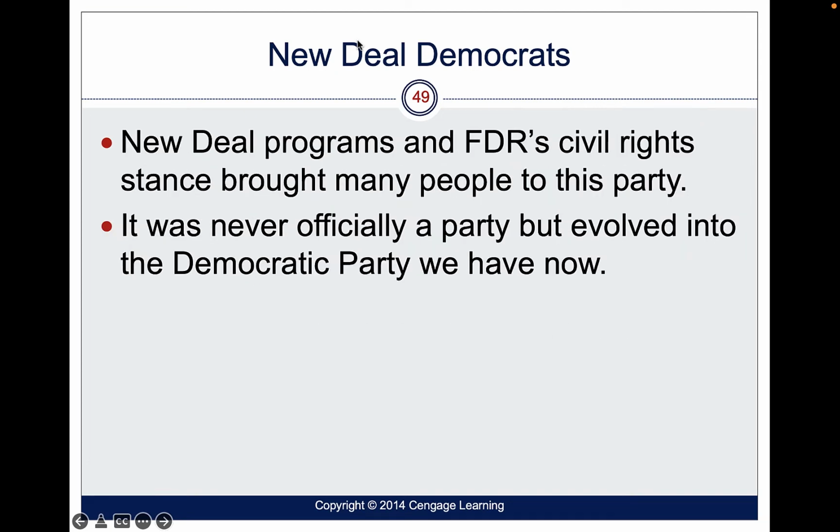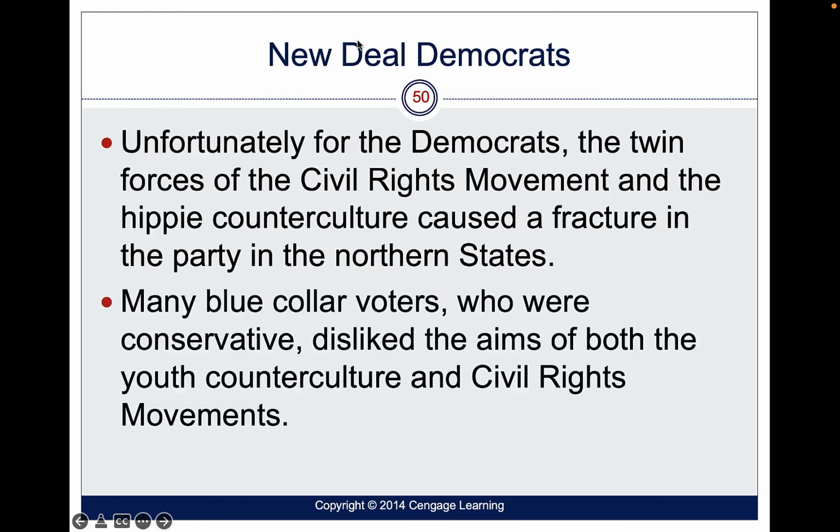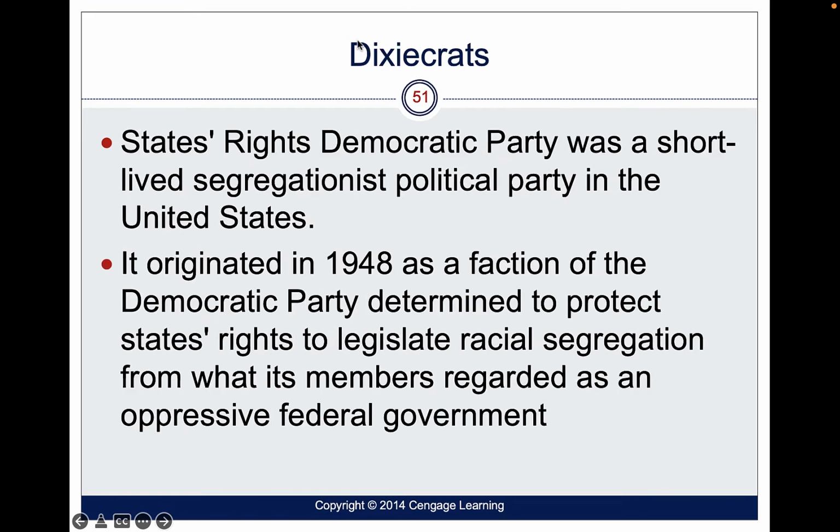The New Deal programs and FDR's positive civil rights stance brought many people to this party, but it eventually evolved into the Democratic Party that we have now. Unfortunately for the Democrats, there was a group of people that weren't too keen on the civil rights movement, as well as the beatnik, hippie counterculture that caused a fracture in the party. A lot of the blue-collar workers, specifically in the South, were still conservative and disliked the youth counterculture and the civil rights movement, so they broke off and created their own party called the Dixiecrats.